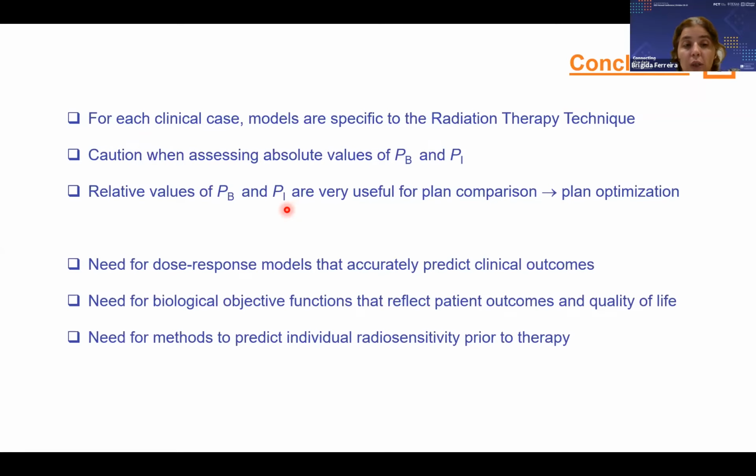So what is it that we still need? We still need those response models that accurately predict clinical outcomes. We need biological objective functions that reflect patient quality of life. And we need methods to predict individual radiosensitivity prior to the therapy.